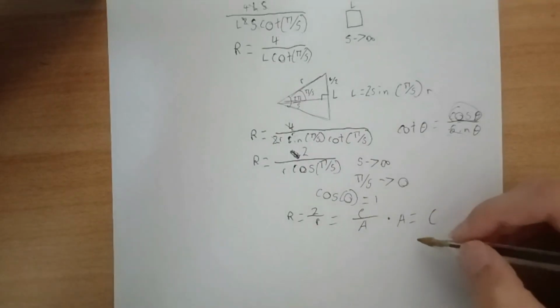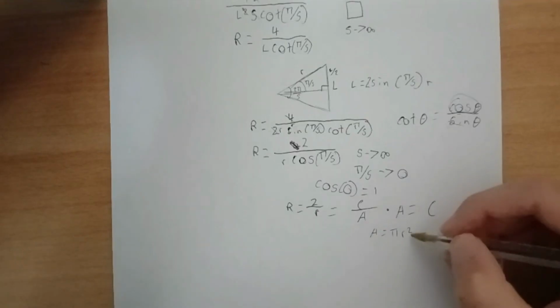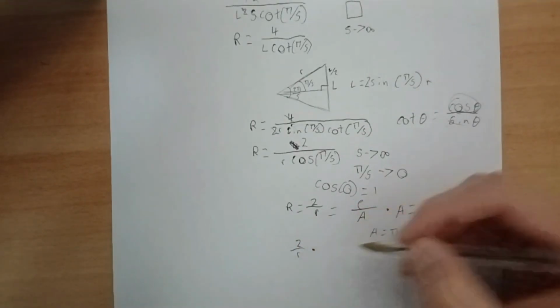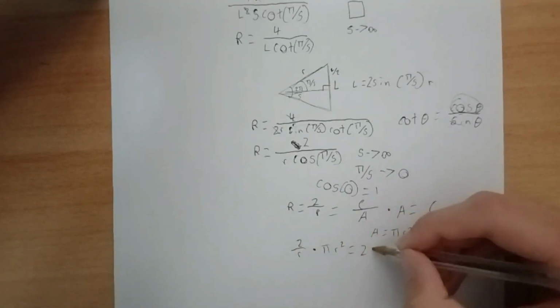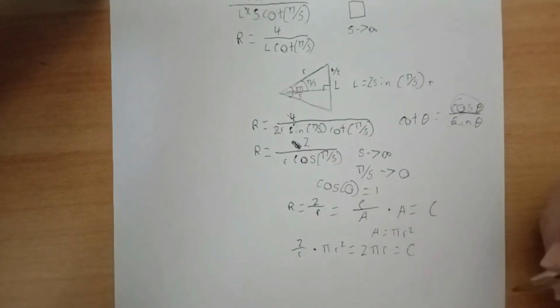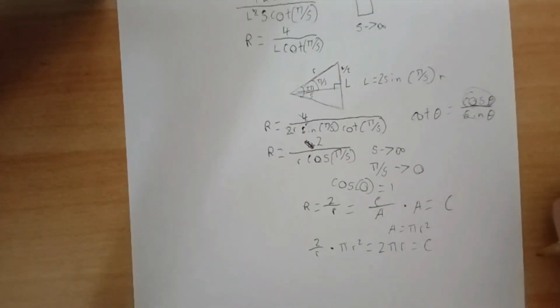Now we have our area formula. Our area is equal to pi OR squared. So now if we do 2 over OR times pi OR squared, we get 2 pi OR, which is the circumference of a circle. That made sense. And yeah, next we'll be moving on to how we do this for a sphere to get its surface area and its volume.